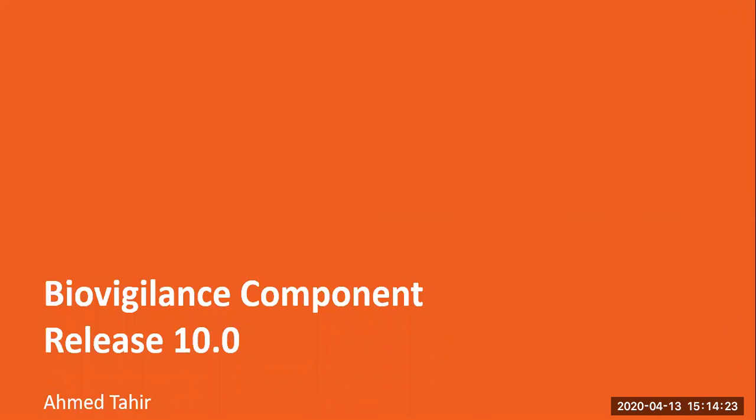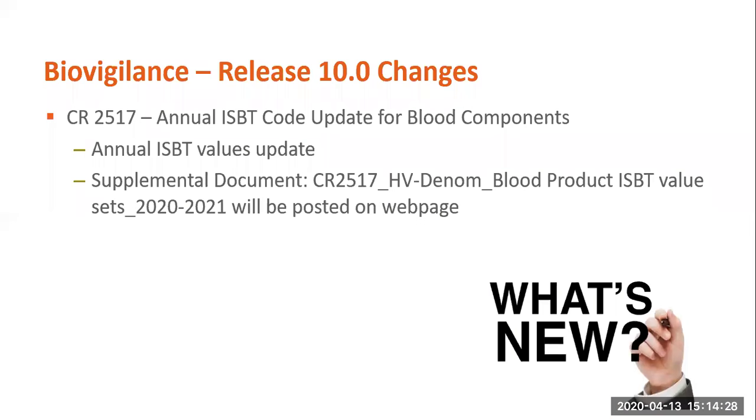Next, we'll move into the updates for the biovigilance component. CR 2517 is for the annual update to the ISBT values. The updated list will be posted on our website under the toolkits for release 10.0.